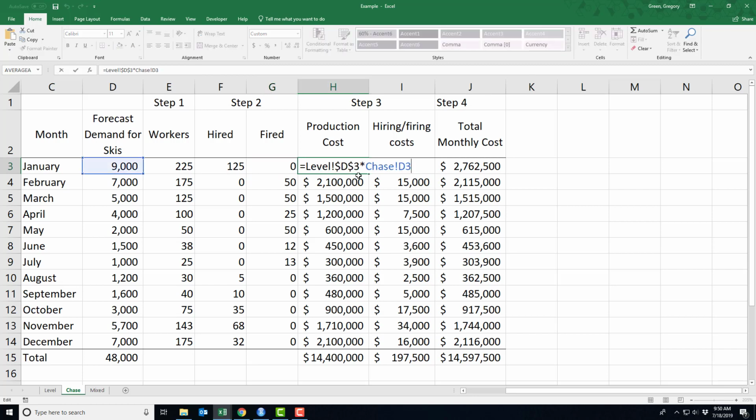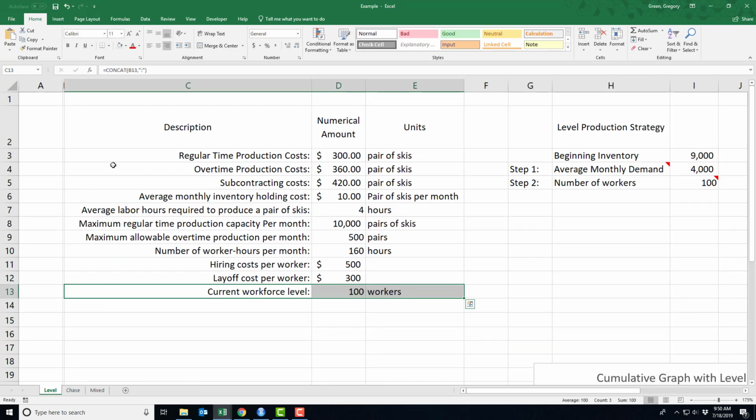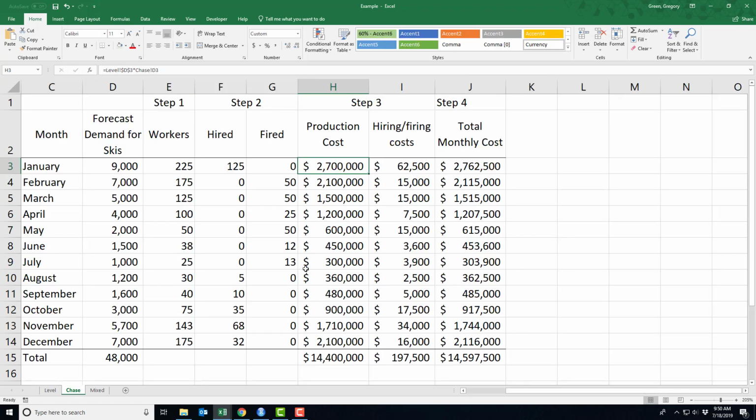Okay? So let's go back. What's in levels D3? I think you'll find that in levels D3 is the time it costs to make a pair of skis at regular time. We're not paying any overtime in this chase method. We're hiring and firing workers instead. Okay, so in this method, I have to pay $300 per pair of skis.